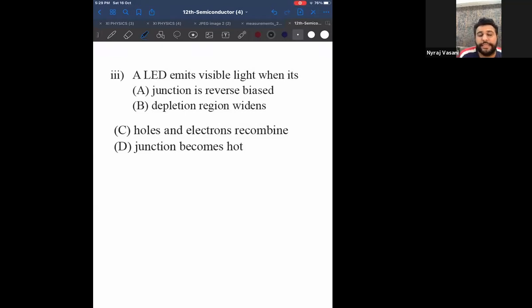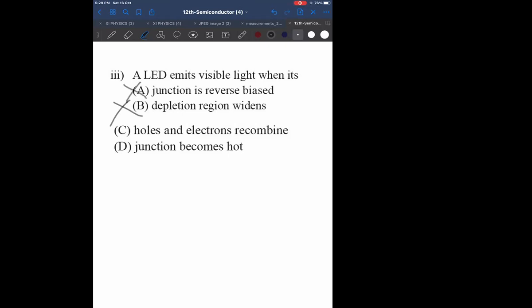They are saying LED emits light. I told you LED emits light when it is forward biased, correct? Just check your notes. LED emits light when it is forward biased. Now tell me, in forward bias, what happens to a diode? In forward bias, the depletion region decreases. Therefore, option B is out. Junction is reverse bias, it is out.